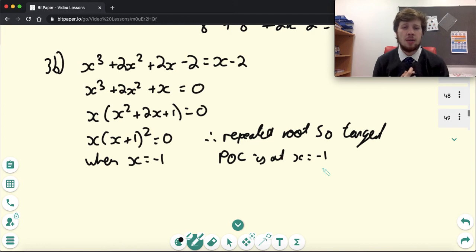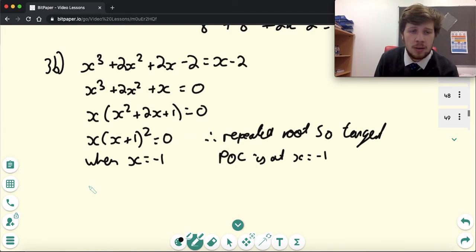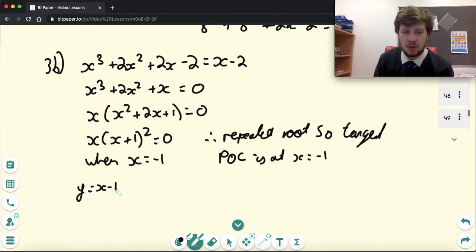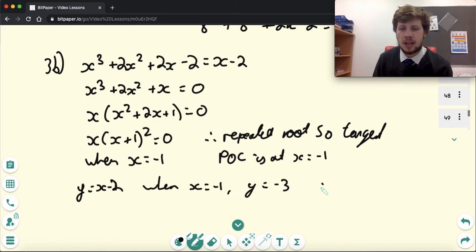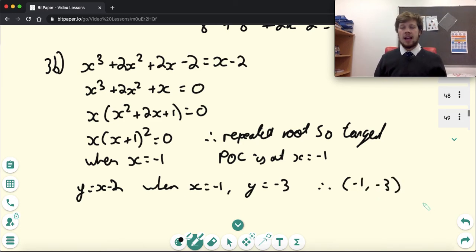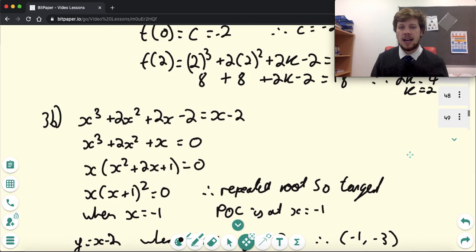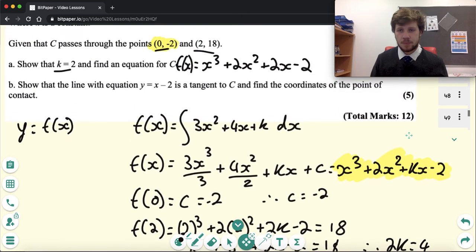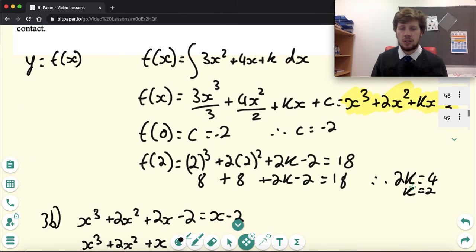And then to work out what the coordinate of that would be, just substitute in x equals negative 1 into one of the equations. I'm going to choose y equals x minus 2. When x equals negative 1, y is equal to negative 3, therefore my coordinate is negative 1, negative 3. And that would be how you'd access all 12 marks for this question.